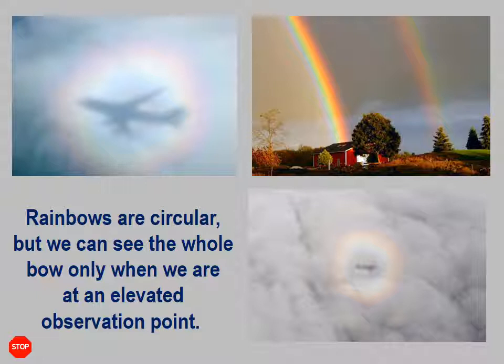But if you're in an airplane, apparently, and you can see that from these pictures, you can actually see the entire rainbow. You'll notice here in the upper right corner that the upper part of the rainbow is reddish and the lower part of the rainbow is violet, just as we predicted on the previous slide.